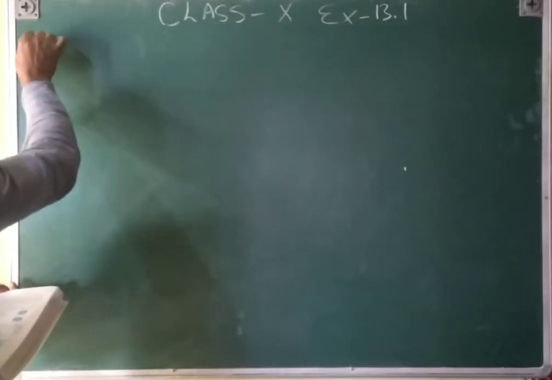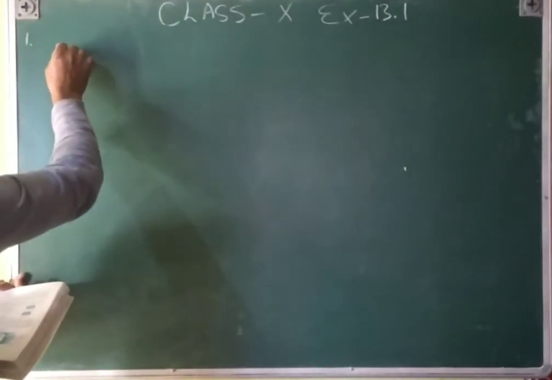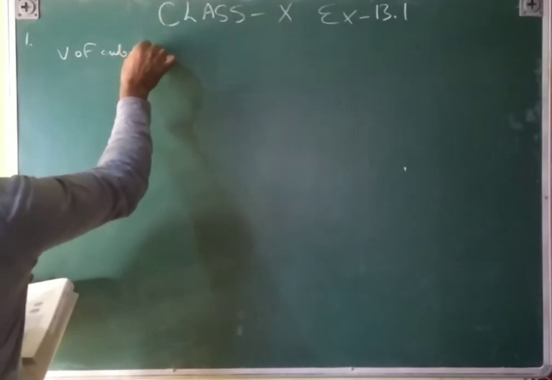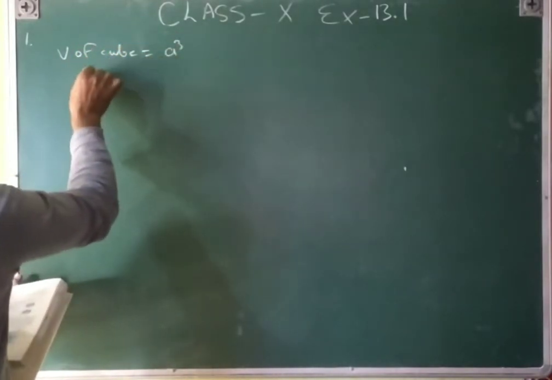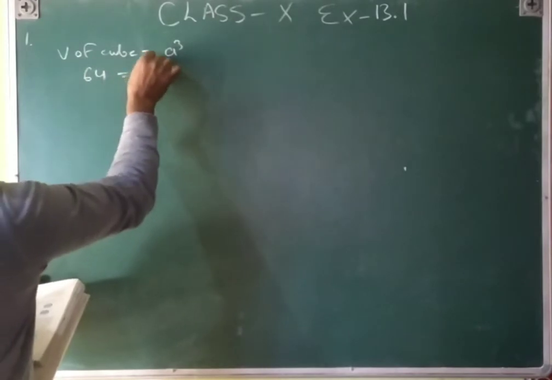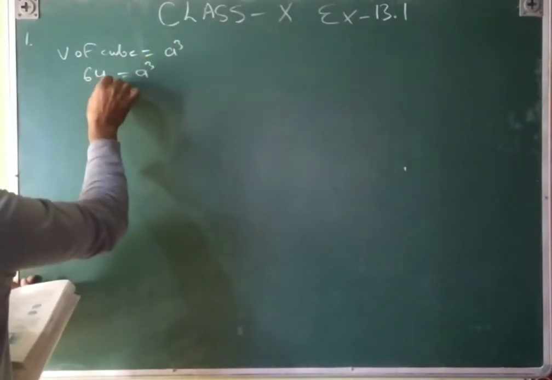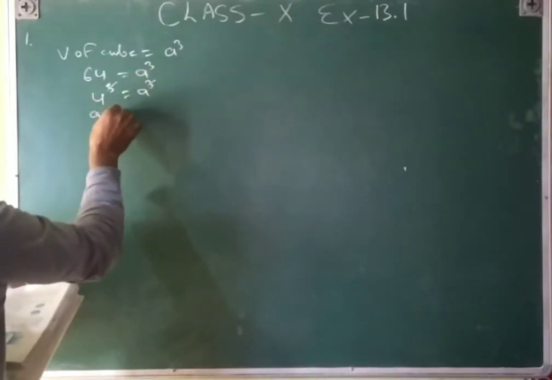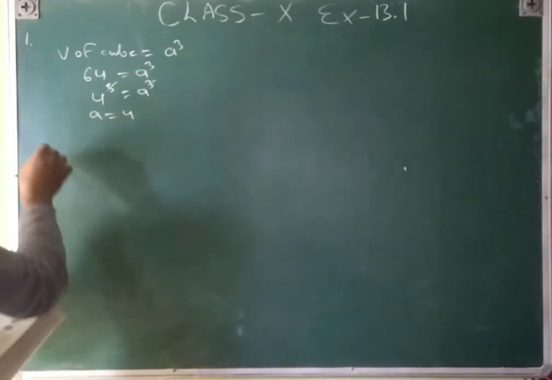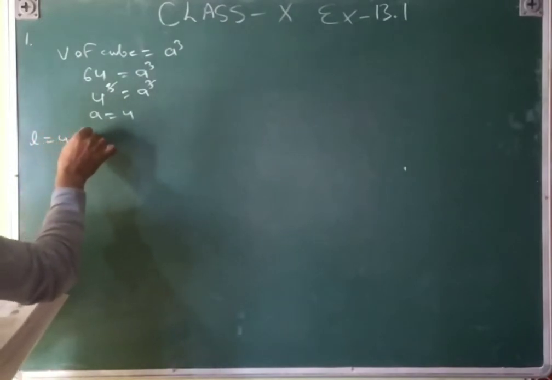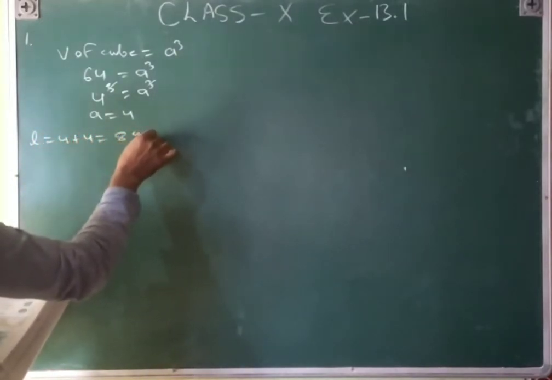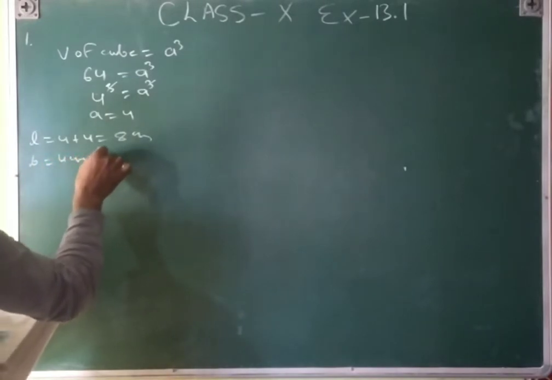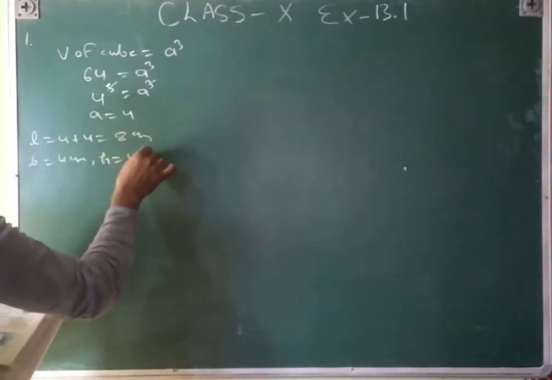Volume of a cube is equal to a cube. That is given, 64 is equal to a cube, so 4 cube is equal to a cube, that is a is equal to 4. So length will now be 4 plus 4 is equal to 8 centimeter. Breadth will be the same, 4 centimeter, and height also will be the same, 4 centimeter.